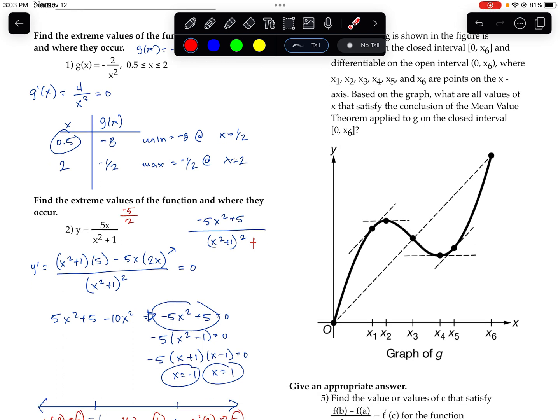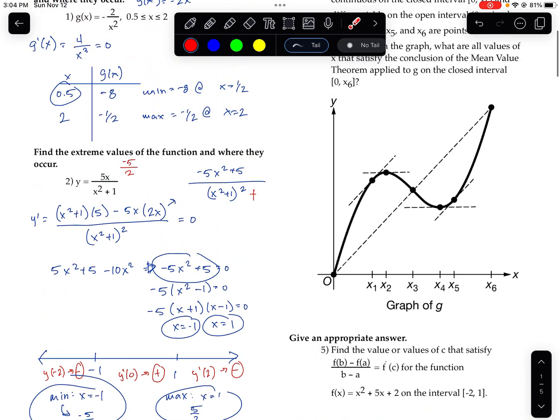So remember just this definition of the mean value theorem. The slope of this line segment right here would be the average rate of change from 0 to 6, which means at some point in this interval there has to exist a value where the slope at that point would be equal to the slope of the secant line, which is the average rate of change.